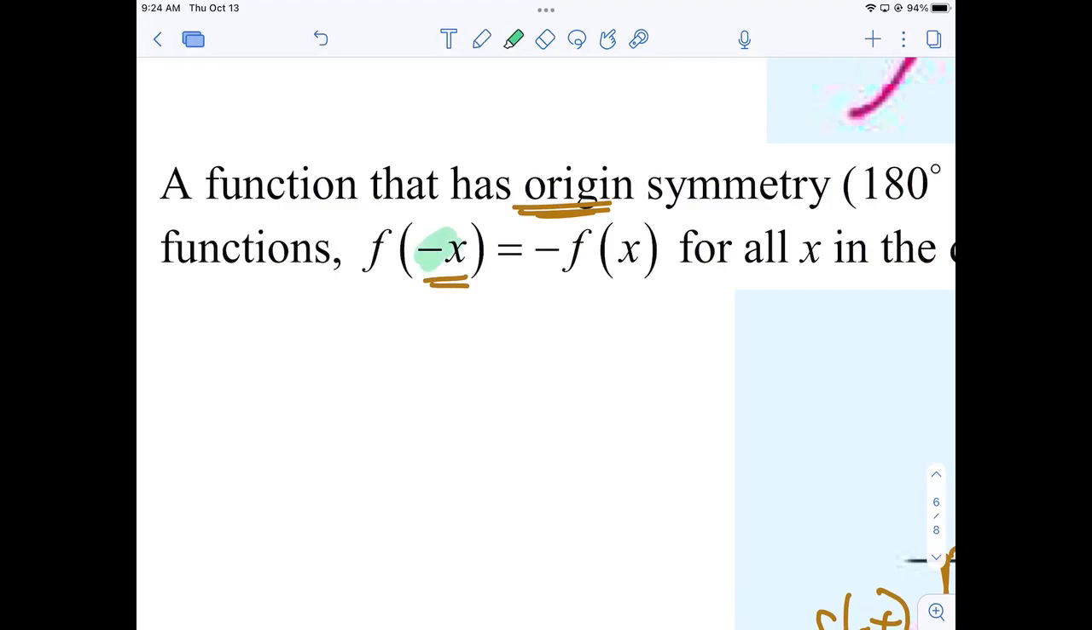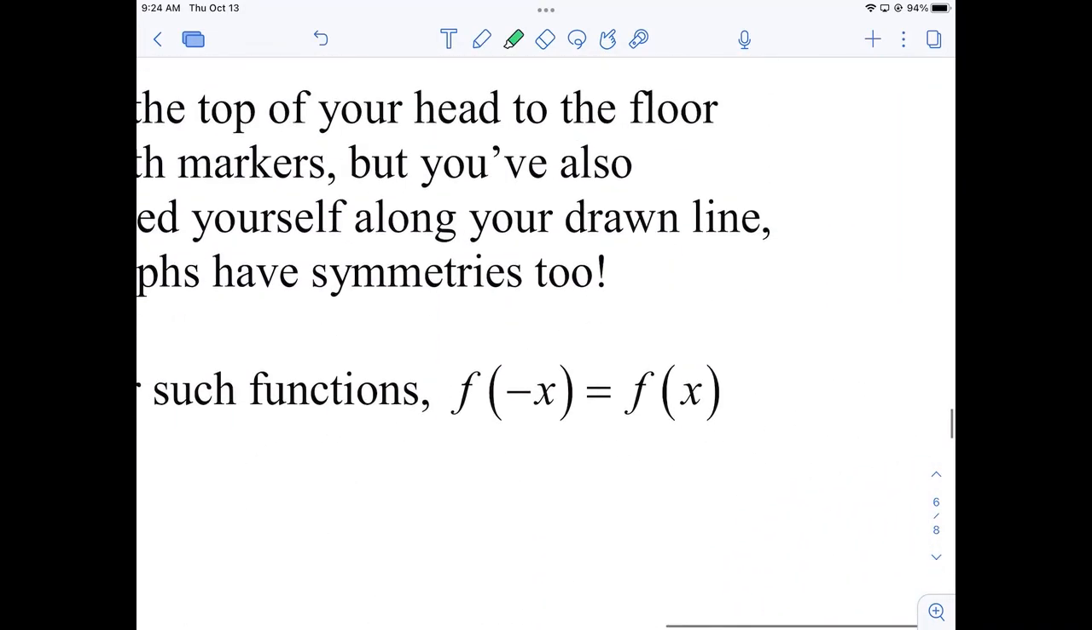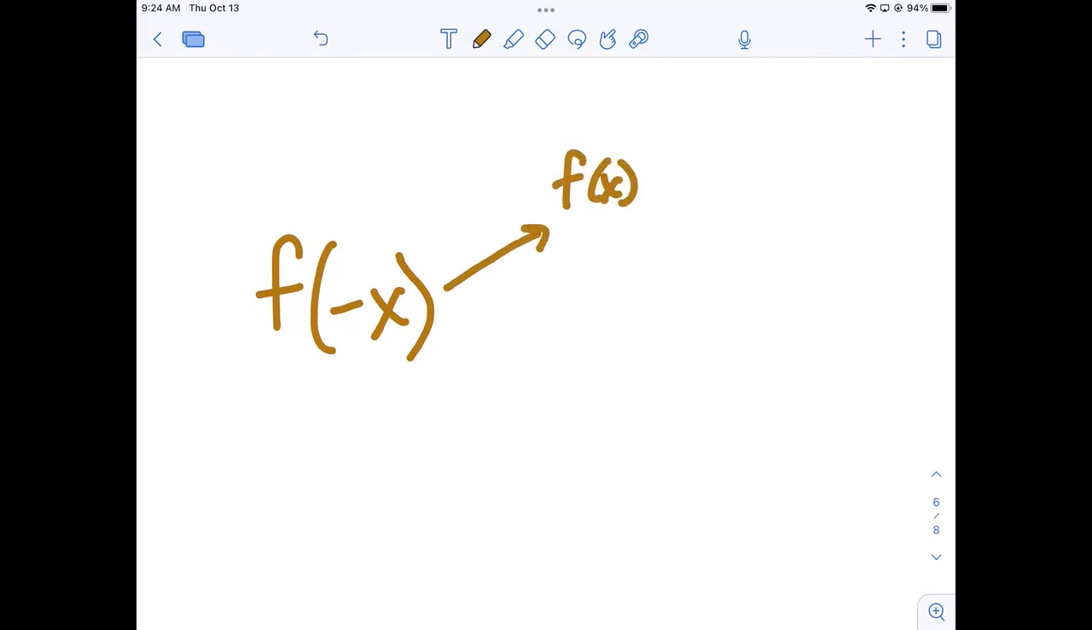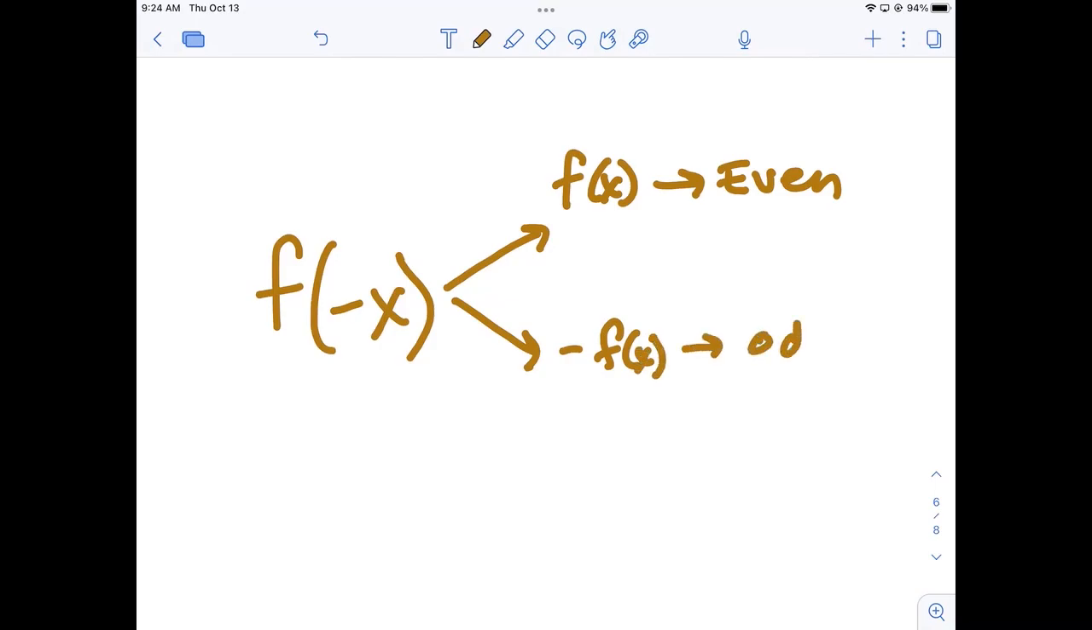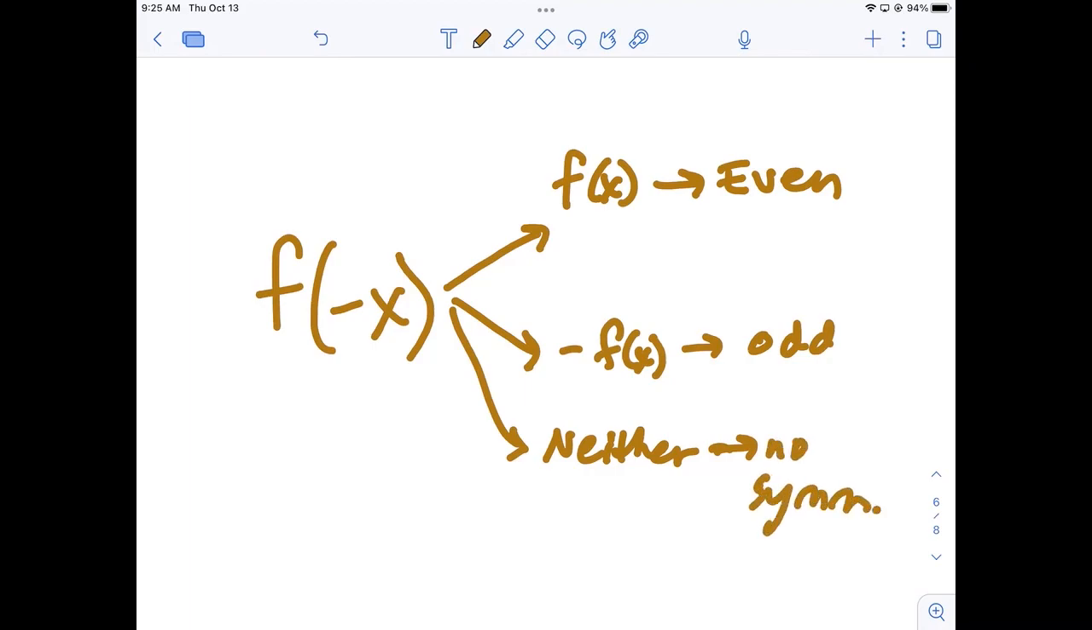Now notice the test on both of them involves f of negative x. So here's how we're going to be performing these tests. We're going to replace x with negative x, and we're going to simplify. If it ends up being f of x, we're going to say that it's an even function. If it ends up being negative f of x, we're going to say that it's an odd function. And if it's neither, then we're going to say there's no symmetry. At least not the ones we're looking for. Okay? That's our game plan.